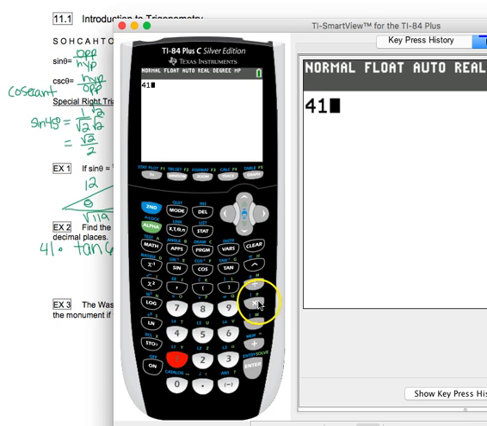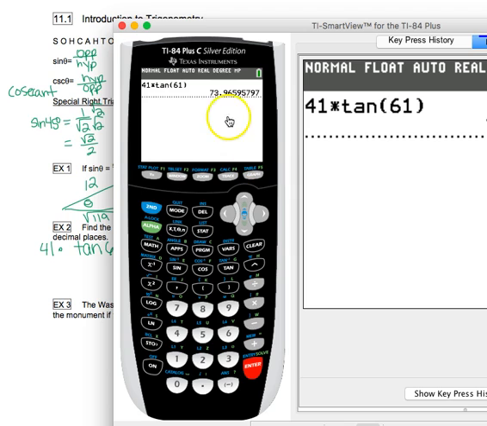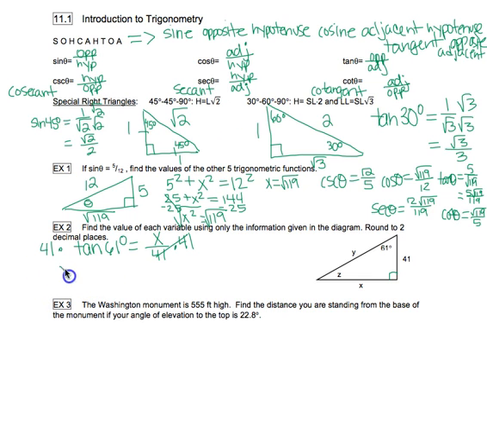So 41 times tangent of 61 degrees gives me 73.96. It said round to 2 decimal places, so we'll do 73.97. So x is approximately 73.97. All right, now I'm going to solve for y.